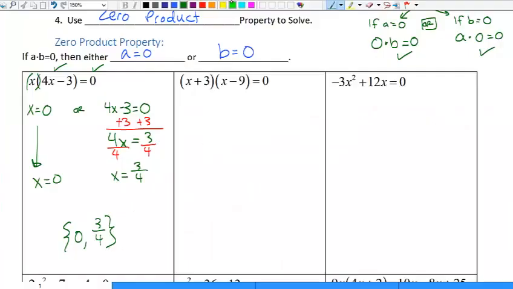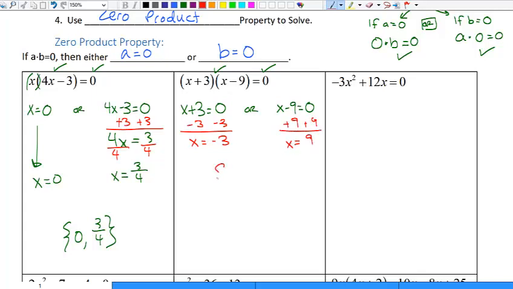Excellent. Next problem, x plus 3 times x minus 9 equals 0. Well, step 1 is already done for us. It's set equal to 0. Step 2 is already done for us. It's already factored. So we're going to jump down to step 3 that says set each factor with a variable in it equal to 0. So x plus 3 has a variable in it. I set it equal to 0. Or x minus 9 has a variable in it, so we set it equal to 0. So my two answers are -3 and 9.